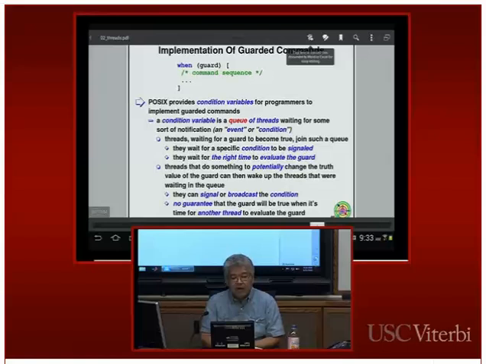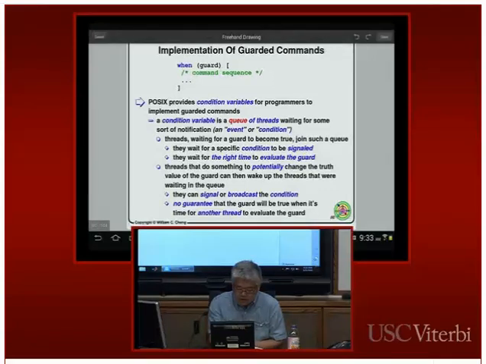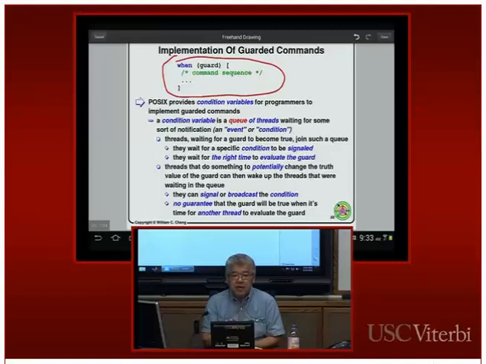So you have a thread that's waiting for the guard to become true, right? So we're trying to implement this. You're going to have a thread trying to execute this code, and it needs to wait for the guard to become true. If a thread is waiting for the guard to become true, it would join this condition variable queue. They wait.